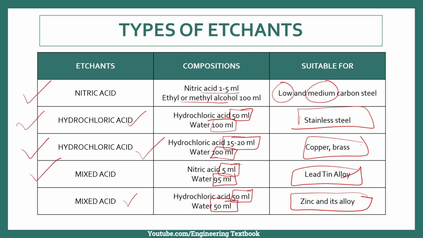So in today's lecture, overall we have seen sample preparation. In that we have seen five steps: sectioning, mounting, grinding, polishing and etching. So these are the five steps of sample preparation. Also we have seen the types of etchants used for metallurgical examination.